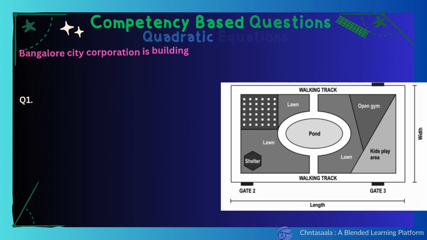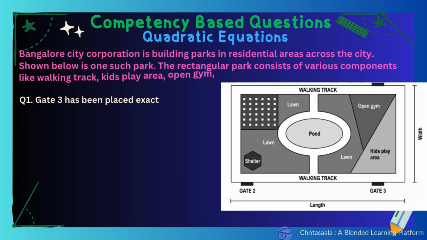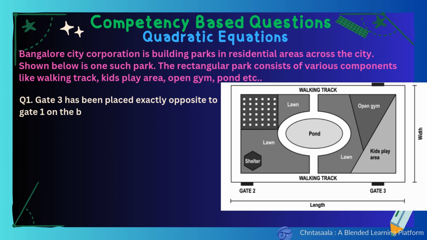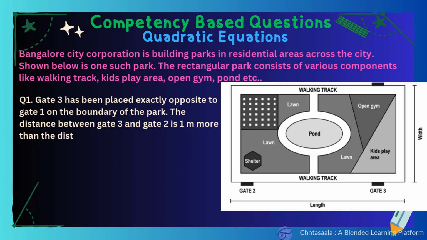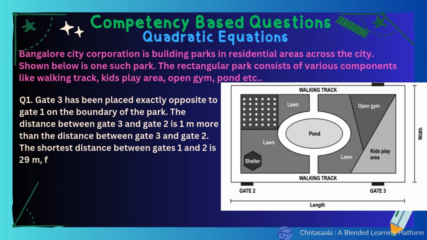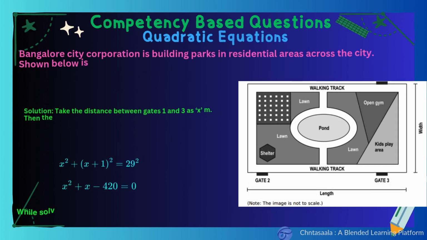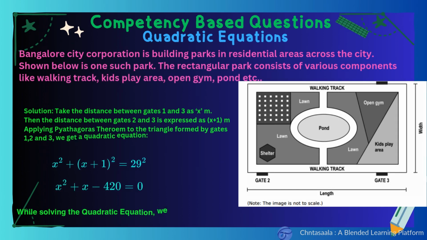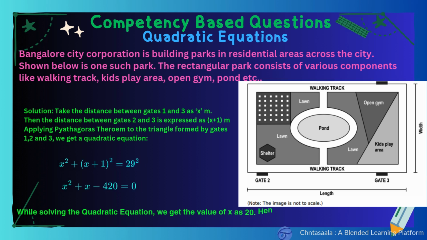The first question based on the above scenario is: Gate 3 has been placed exactly opposite to Gate 1 on the boundary of the park. The distance between Gate 3 and Gate 2 is 1 meter more than the distance between Gate 3 and Gate 1. The shortest distance between Gates 1 and 2 is 29 meters. Find the width of the park. Show your work. I hope you have read the question carefully and understood the question is based on quadratic equations.